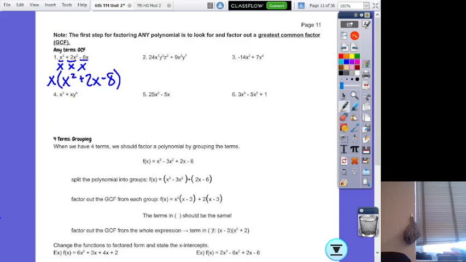So we factor out that GCF there. We're not going any further. So if you're looking at that like, hey, that factors more, great. I'm glad you know that. We're just doing GCF right now.